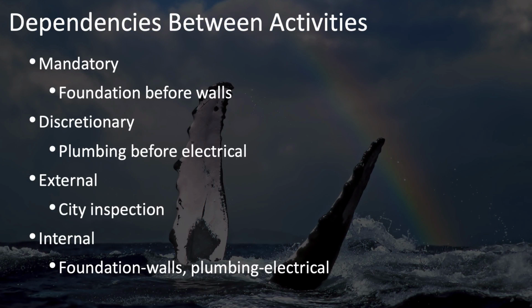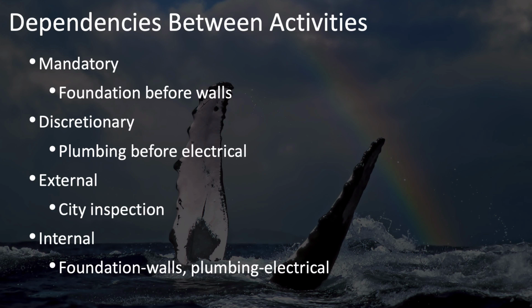Some dependencies between activities are mandatory. They're just natural dependencies that exist between activities, such as when you're building a home and you need to pour the foundation and let the foundation set before you can then put up the walls. This is captured in your network diagram as a mandatory activity. You can't reasonably do this in any other order.